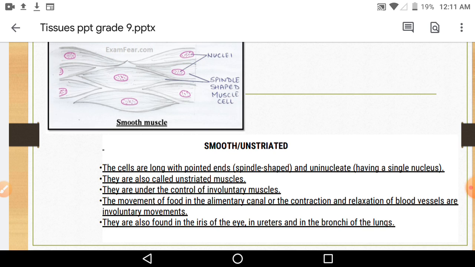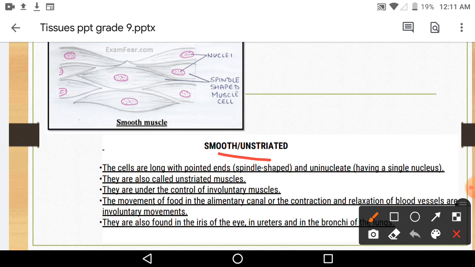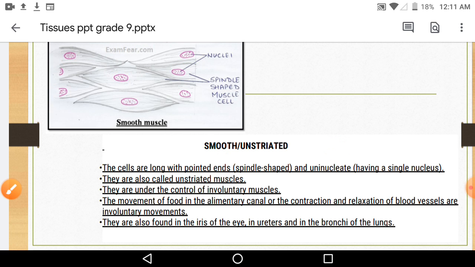So these are the smooth muscles. They are under the control of involuntary muscles. The movement of the food in the alimentary canal, all these are the smooth or the unstriated muscles.